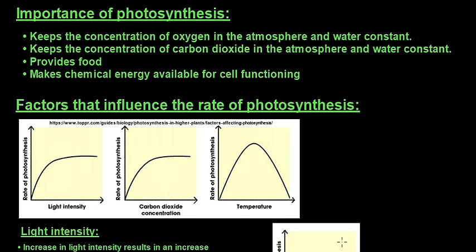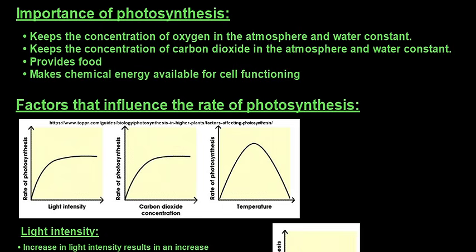Let's look at the importance of photosynthesis. So why is photosynthesis important for our daily lives? It keeps the concentration of oxygen in the atmosphere and water constant, because without the process of photosynthesis we won't have oxygen that is produced as a byproduct, which means that we won't have any oxygen to breathe. It will also keep the concentration of carbon dioxide in the atmosphere and water constant. So remember the process of photosynthesis, one of the requirements is carbon dioxide for it to occur.